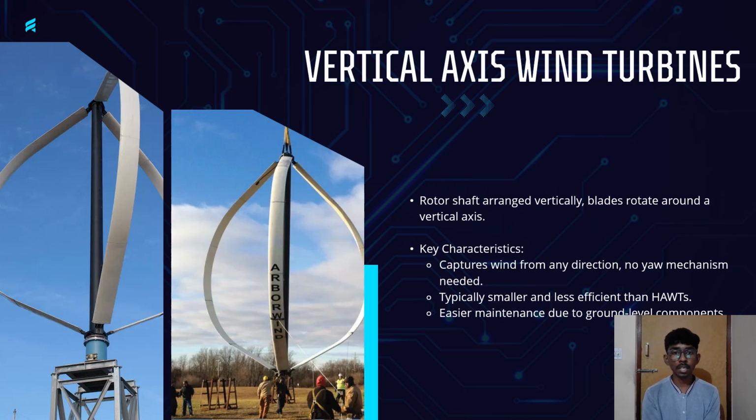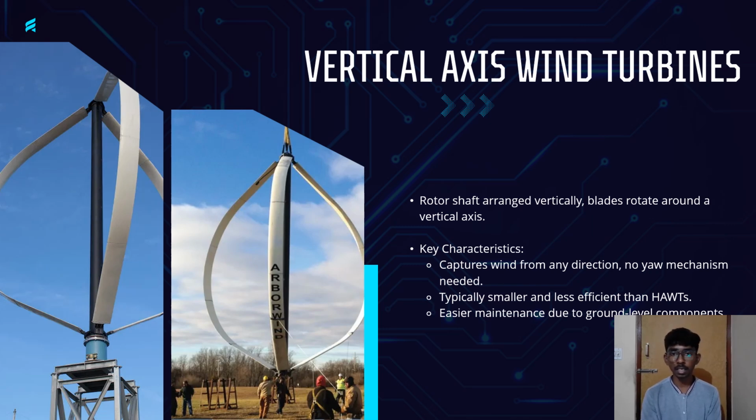Vertical axis wind turbines, as you can see in the image, are not as big as horizontal axis wind turbines, and the rotor shaft is arranged vertically. Blades rotate around a vertical axis. You can see in the middle there is a rod, and around that the blades rotate. The main advantage is that the wind can come from any direction. It doesn't depend on the air coming from a particular direction.